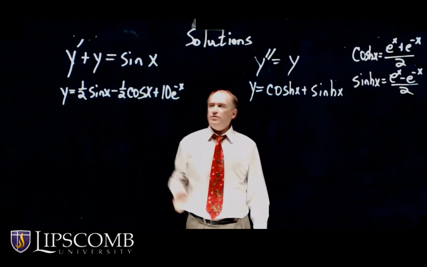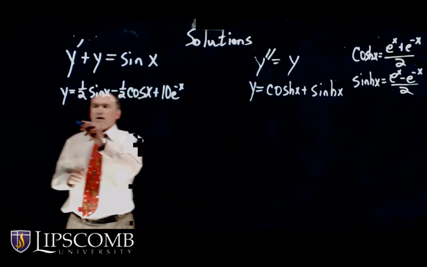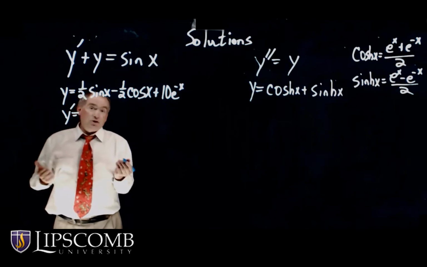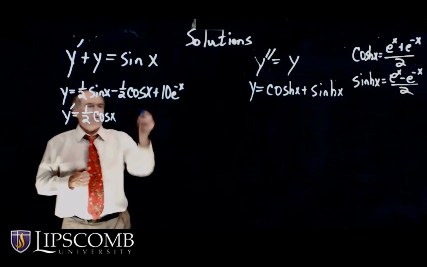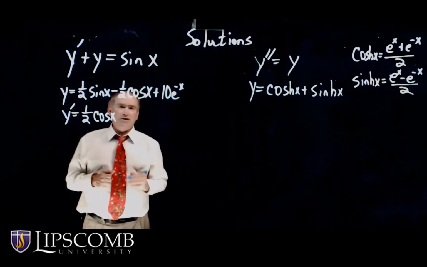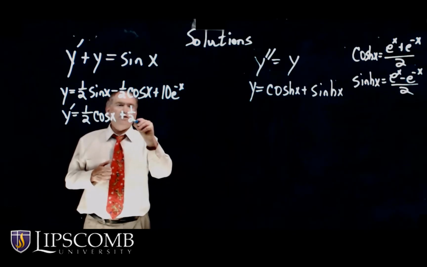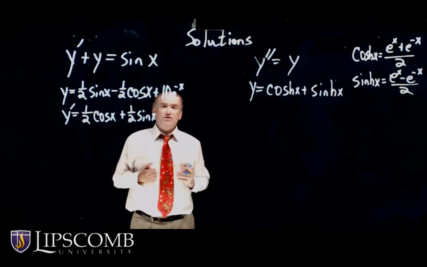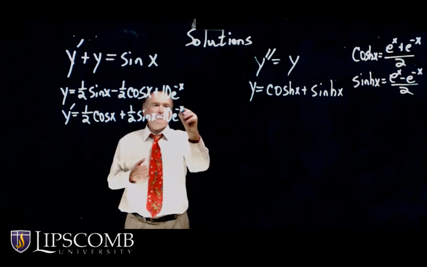this differential equation. So the first thing I've got to do is take the derivative. I only have to take one derivative, so y prime equals the derivative of sine of x, which is cosine of x, so this would be 1/2 cosine of x. The derivative of cosine of x, of course, is negative sine of x, so a negative times a negative is a positive. So this would be plus 1/2 sine of x. The derivative of e to the minus x is negative e to the minus x, so this would be minus 10 e to the minus x.